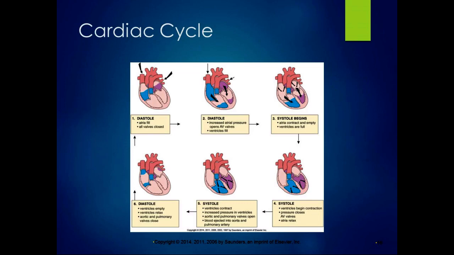Then we go into another diastole where the ventricles empty and relax. All the valves are closed, and we start over at the very beginning. The atria fill, the increased atrial pressure opens the AV valves, the ventricles fill, the atria contract and empty the rest of the blood into the ventricles, etc. So very regular, when the rhythm is working like it should, it works great. We'll talk later about what happens when it doesn't work great.